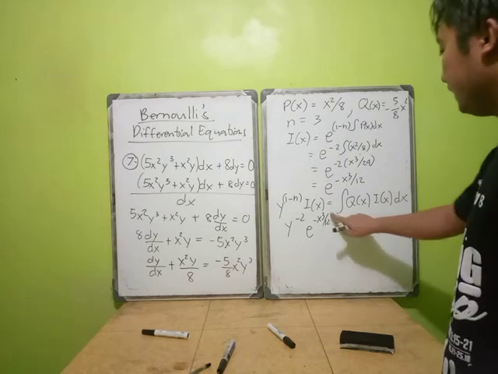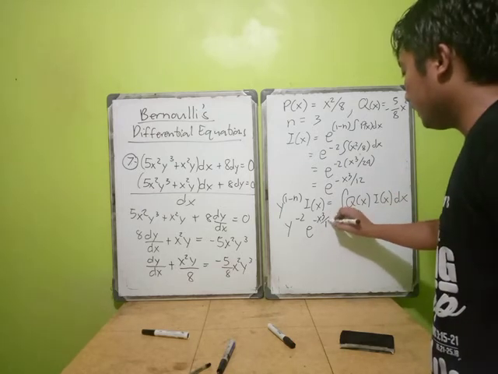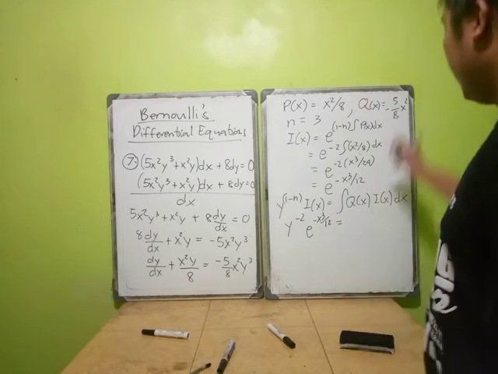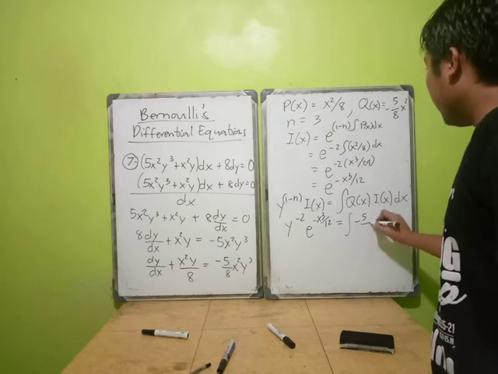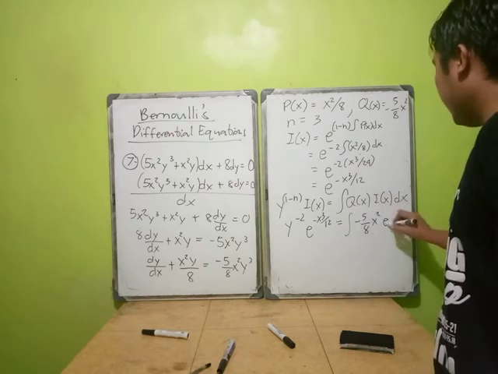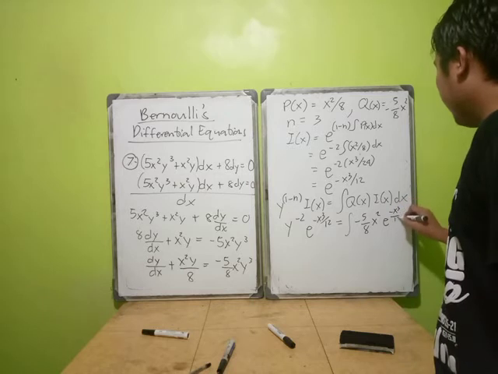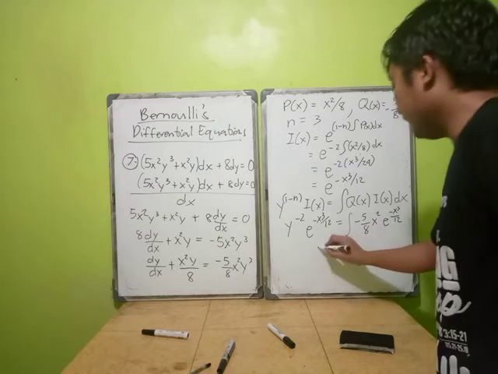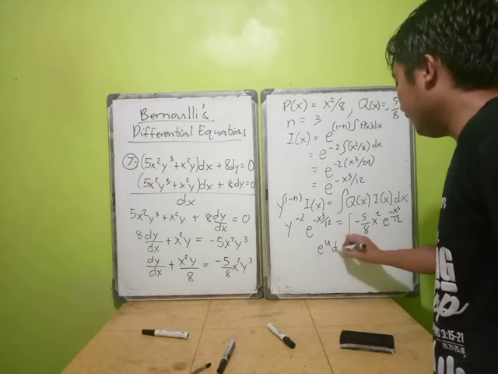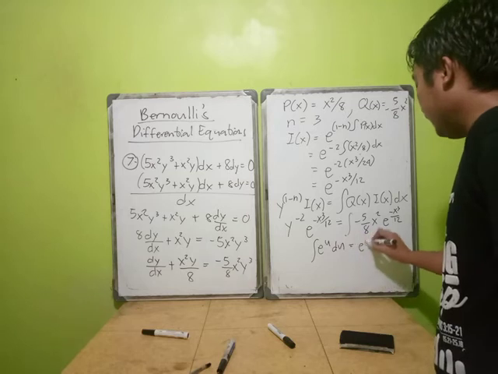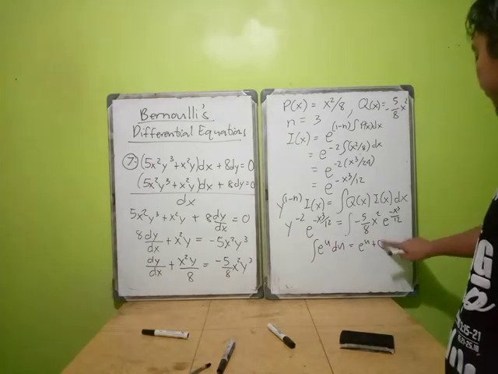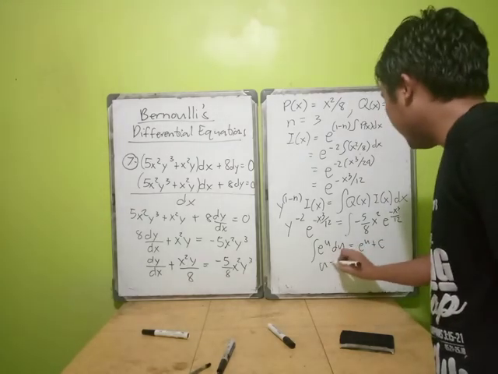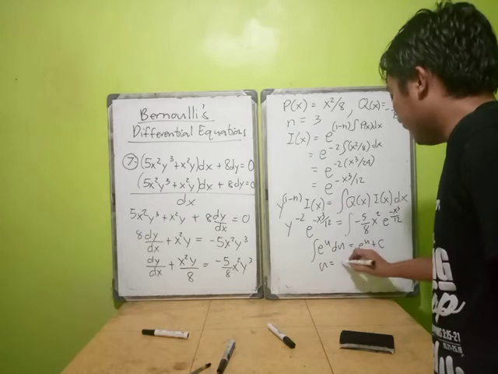Yung qx natin, okay, si qx natin dito is negative 5 over 8 x squared. Yung Ix is e to the negative x cubed over 12. Okay. So, paano ba? So, e to the power of u, du, o integral of that is e to the u plus c. The e to the u here, as you can see, is u here is negative x cubed over 12.